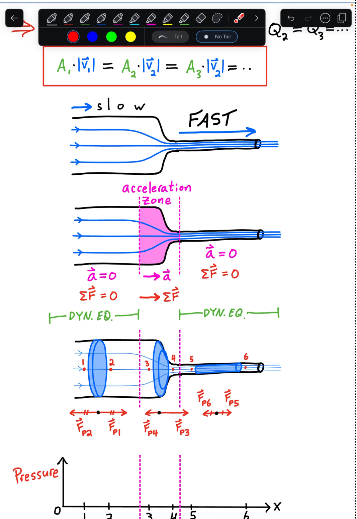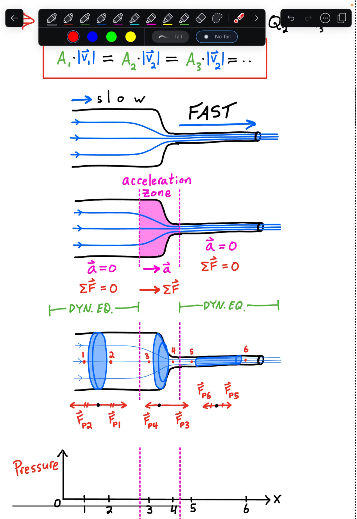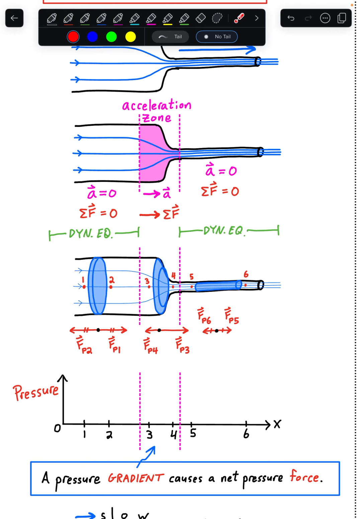But in order to speed up here in the acceleration zone, this is what must be going on. It must be the case that the fluid at 3 must have a higher pressure than the fluid at 4. So that the fluid at 3 is exerting a rightward force due to pressure, larger than the fluid at 4, which is exerting a smaller leftward force due to pressure. We must have a net force to the right. Therefore, the pressure at 3 must be higher than the pressure at 4. And we could sketch this graph.